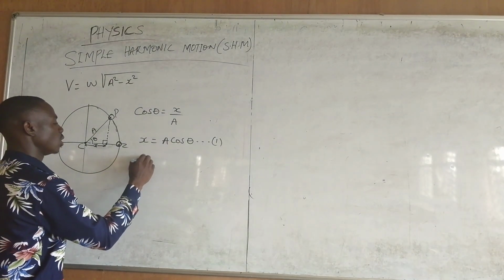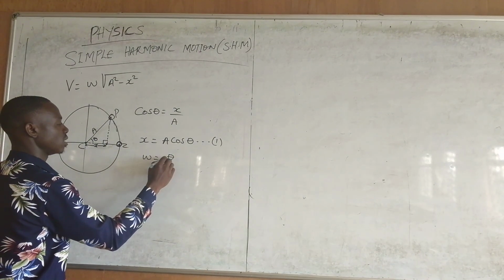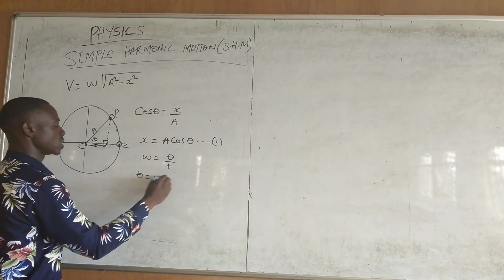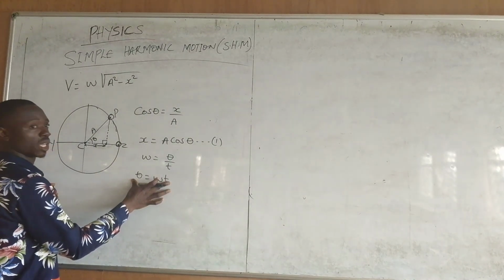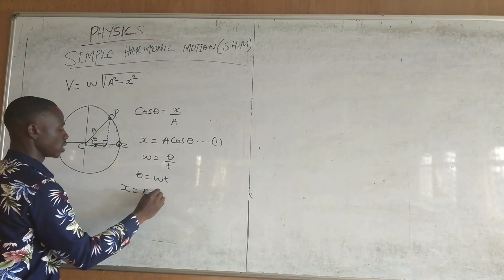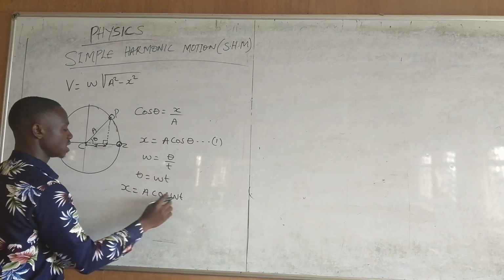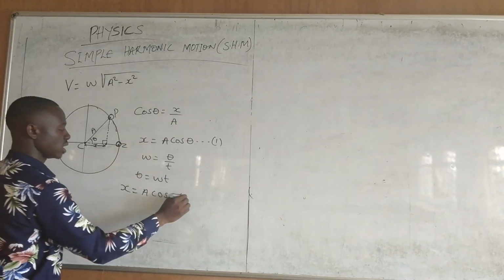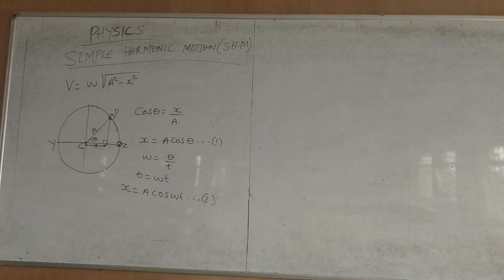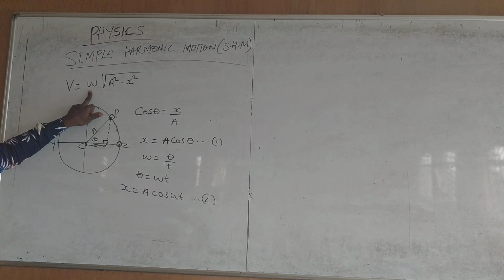If you don't forget our formula, omega is equal to theta over t, and theta is equal to omega t. So let's substitute this into this equation. So x will now be equal to A cos omega t, since theta is equal to omega t. I'll call this equation 2. Now, what am I trying to derive? This equation. That is what I'm trying to derive.